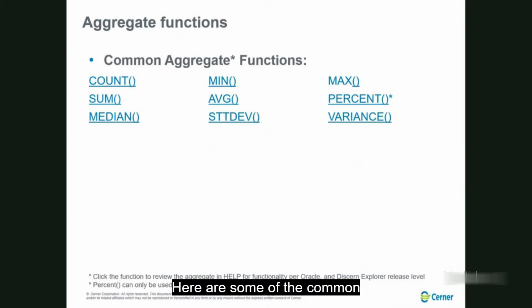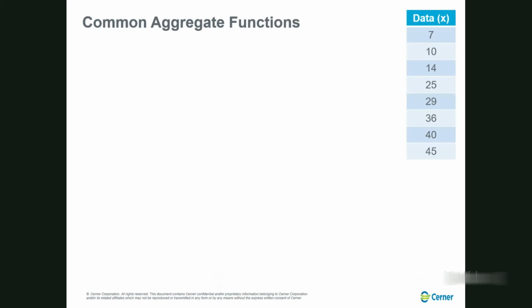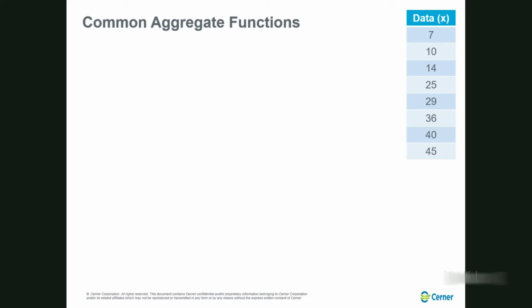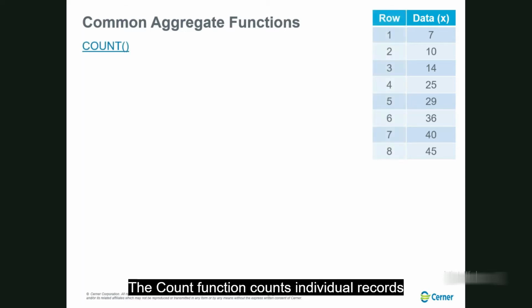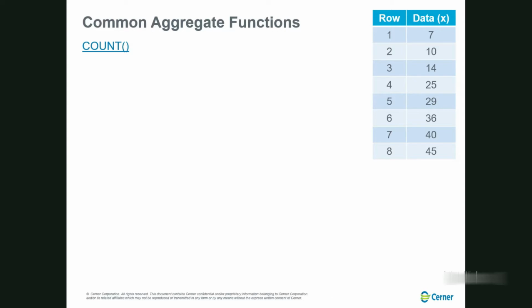Here are some of the common aggregate functions. They are documented on the Discern Explore Help Wiki. I will provide some highlights. We can start off with the easy ones. The count function counts individual records within a specified break. It is simply the number of rows.